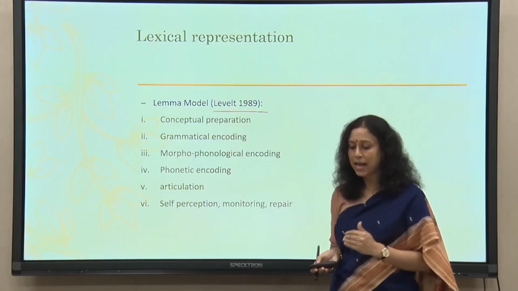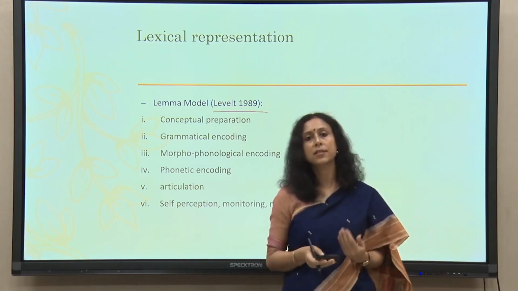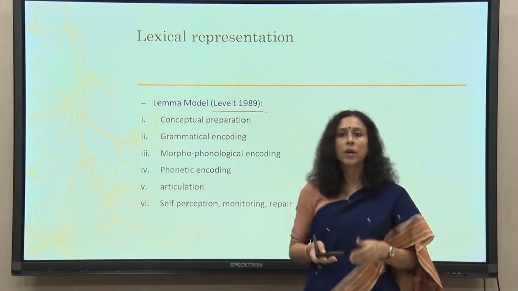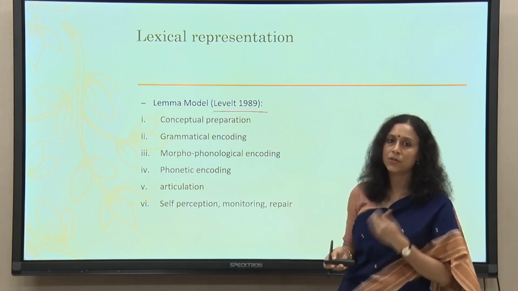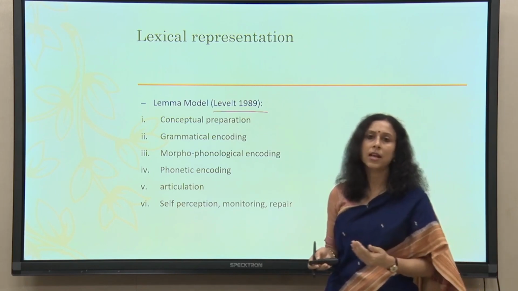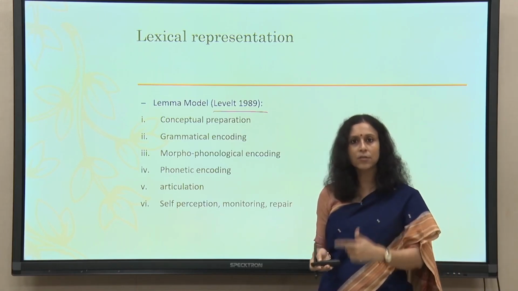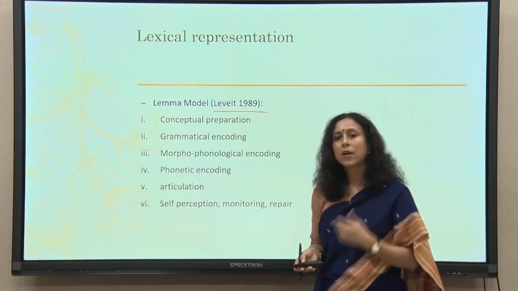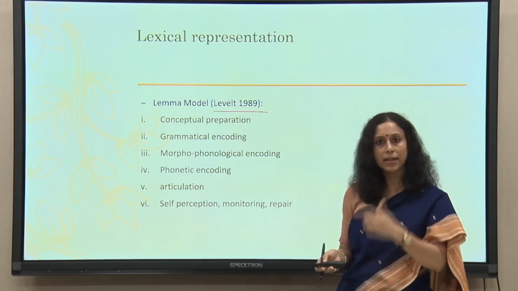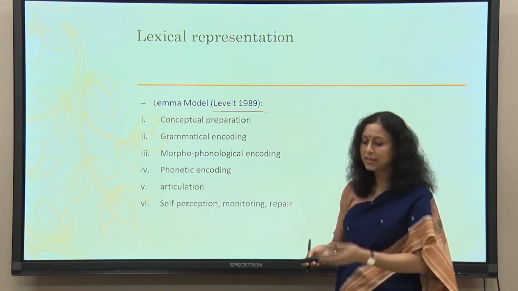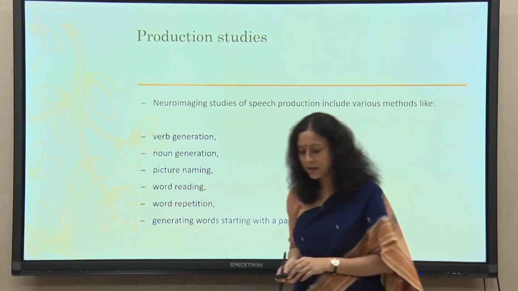And once articulation happens, the speaker is also a hearer; the person who is speaking also hears his own articulation. So, self perception, monitoring and repair happen after that. Once we have articulated, all of us are aware that when we have said something wrong, we will immediately correct it. So, that is also part of the loop. The moment articulation happens, then self perception, monitoring, and then repair, and the same process goes again. This is a simplified version of a rather complex model, but that takes care of the primary aspects of it.